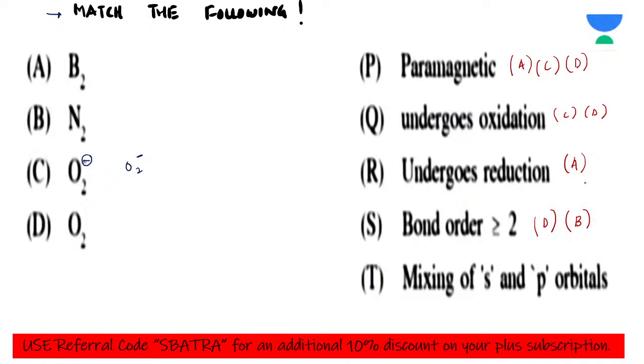Fine. Next is mixing of sp orbitals. So in case of boron, you have mixing of sp orbital. In case of nitrogen, you have mixing of sp orbital. So that's how you're going to solve this particular question.